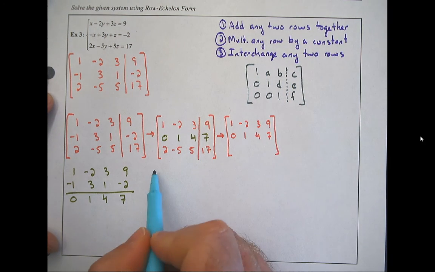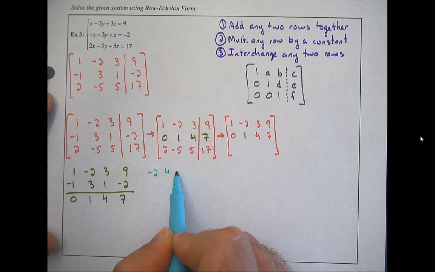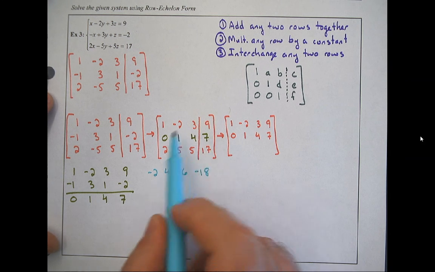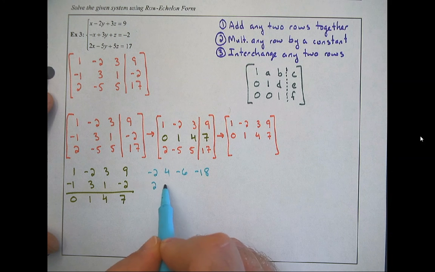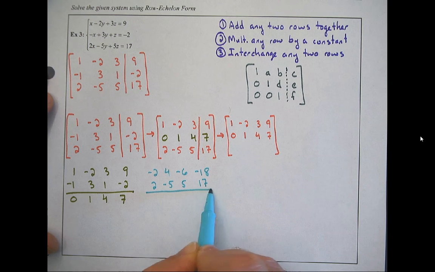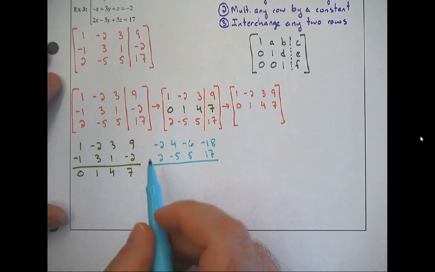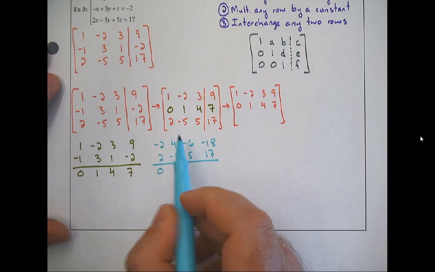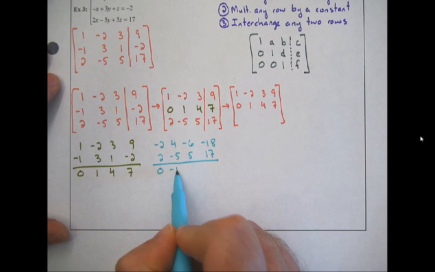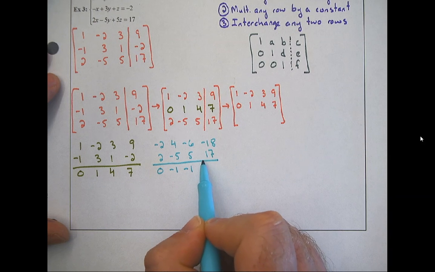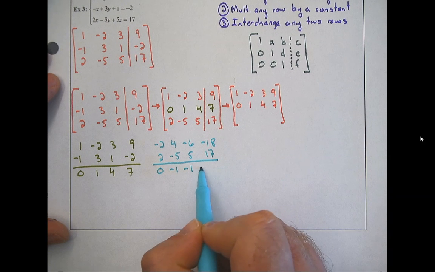So I'm going to take row 1 and times it by -2, so that would be -2, +4, -6, and -18. And I'm going to take row 3, and now I can add these two together. I get -2 plus 2 is 0. 4 minus 5 is -1. -6 minus 5 is -1. -18 and 17 is -1.